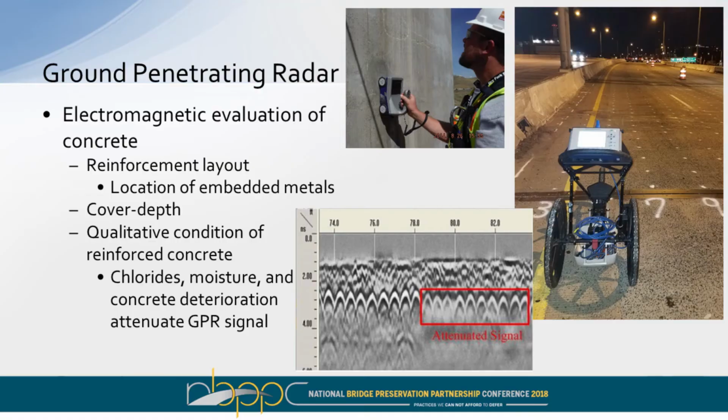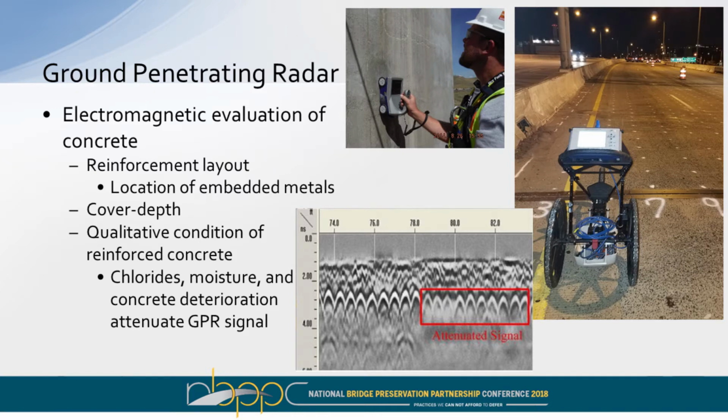And so, very effective method, but understanding its limitations is important. So how do we use non-destructive testing to supplement those standard tried and true methods? Ground penetrating radar is a very effective method. It's an electromagnetic evaluation of concrete.